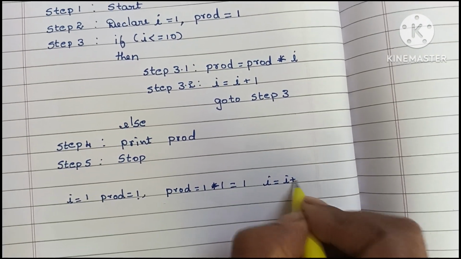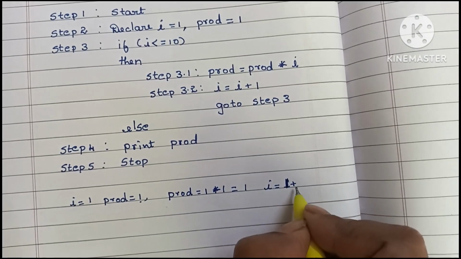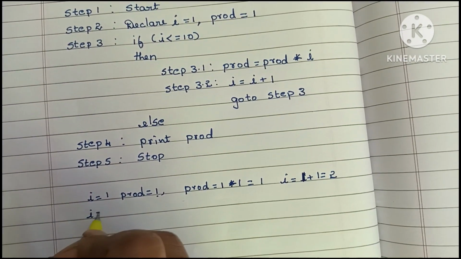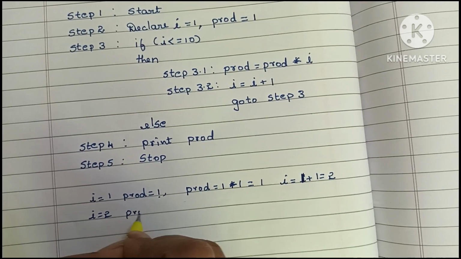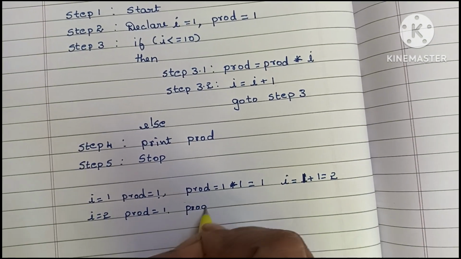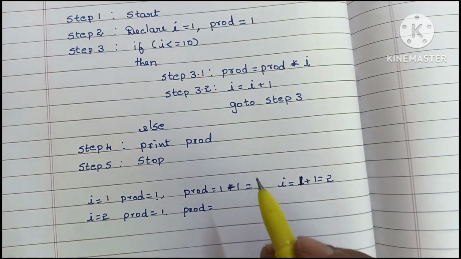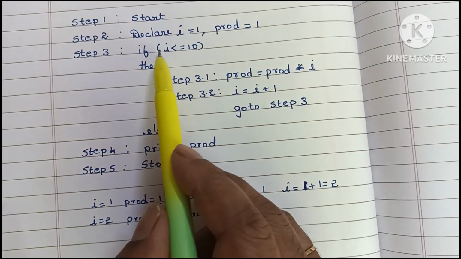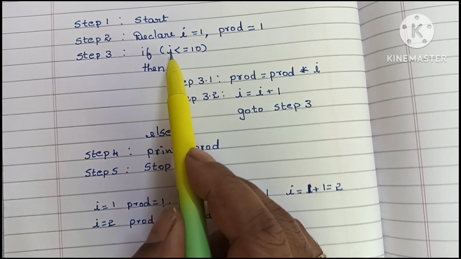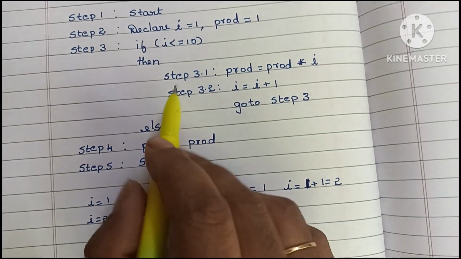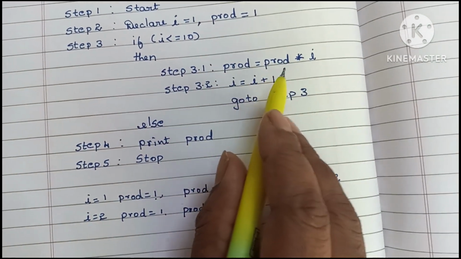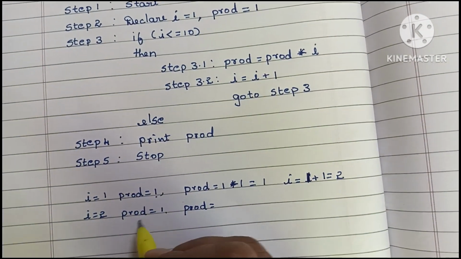In the next step we have to increase the I value by 1. I is equal to I plus 1, that is, I value is 1, so 1 plus 1 becomes 2. Here I value becomes 2, product is equal to 1, right? Check the I value, that is 2. 2 is less than or equal to 10, true, right? So it goes to 3.1. Here we have to calculate product is equal to product into I. Product is equal to 1, right?